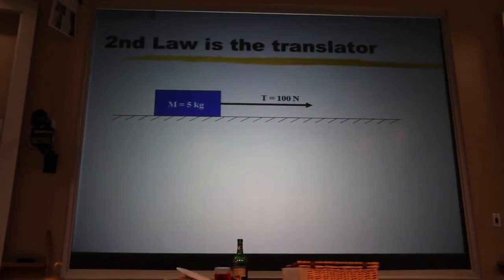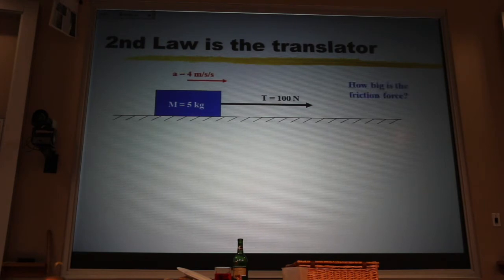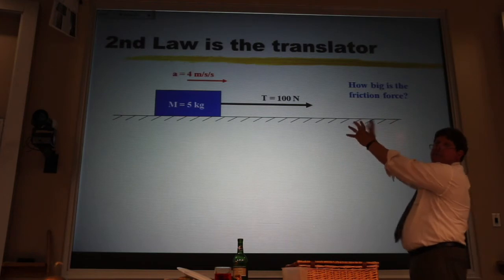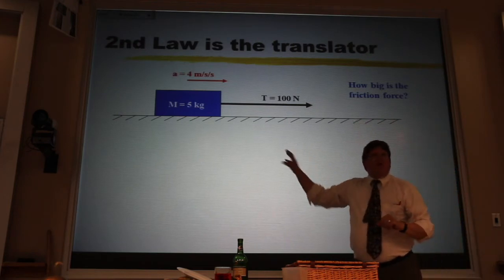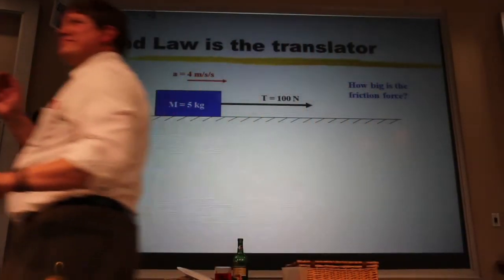If I have a 5 kilogram mass being pulled by a rope with a tension force of 100 newtons, and I find that the acceleration that results is 4 meters per second every second, and I ask you, how big is the friction force? Well, in this case, I'm giving you the acceleration, the kinematics, and I'm asking you about the forces.